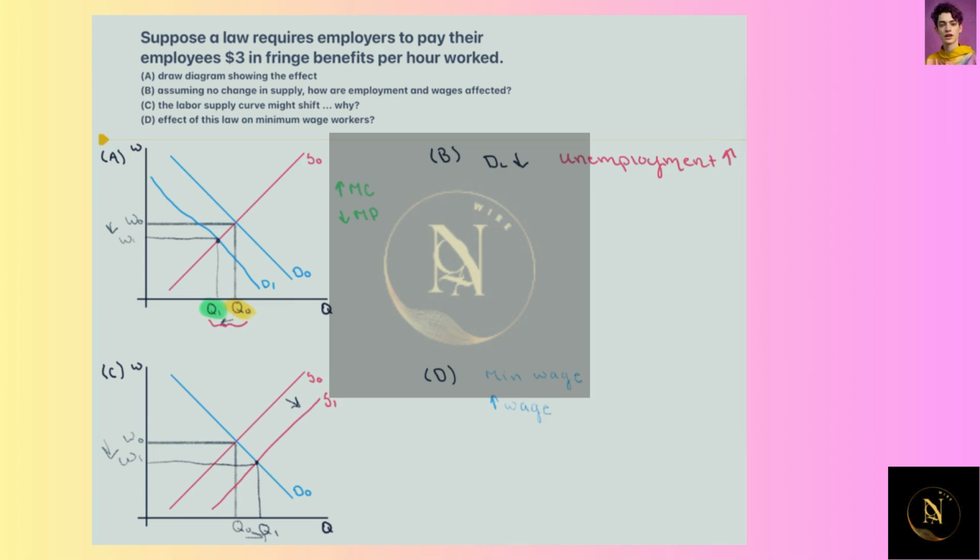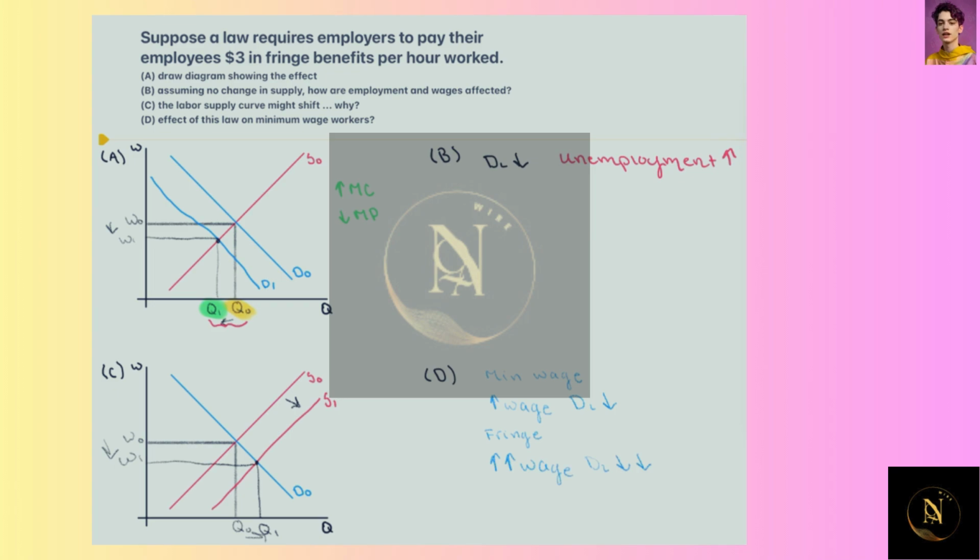And as a result of this, we see the demand for labor falls because employers don't want to pay more. They're going to hire fewer workers. And this imposition of the fringe benefits does a very similar thing. Because of the fringe benefits on top of these minimum wage workers, we're going to see our wages even further increase, meaning that the demand for labor is going to decrease even more.